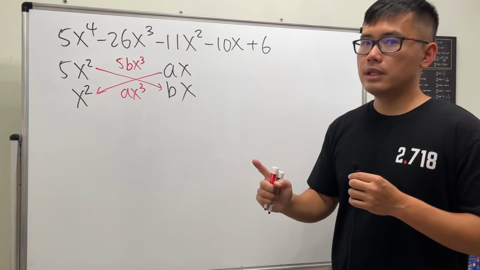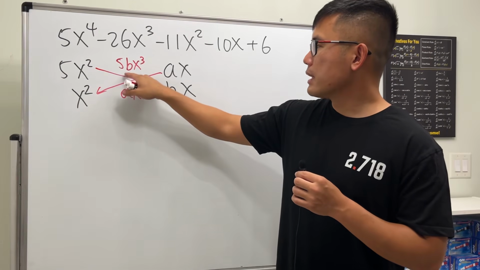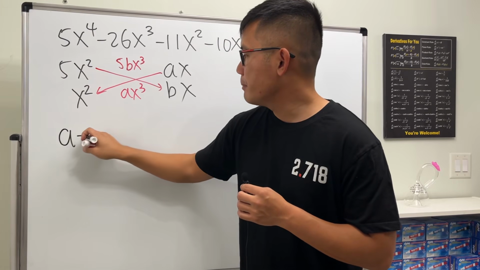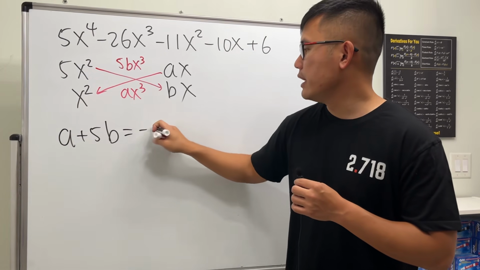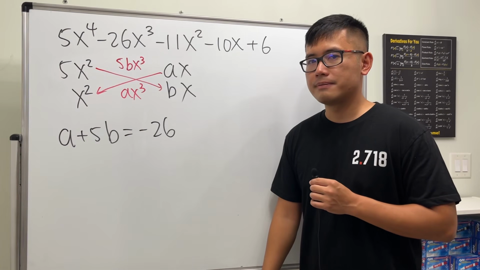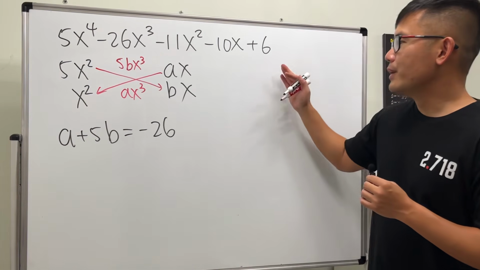So that means we must have this coefficient plus that coefficient equals that coefficient, which we know we must have a plus 5b equals negative 26. Yes, we're going to solve a system of equations later on. But anyway, come here.